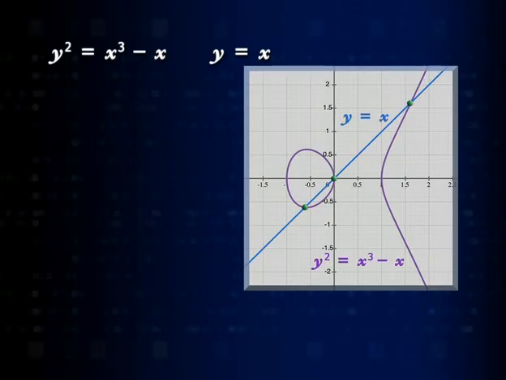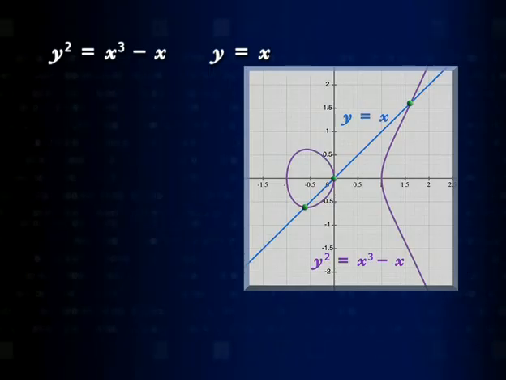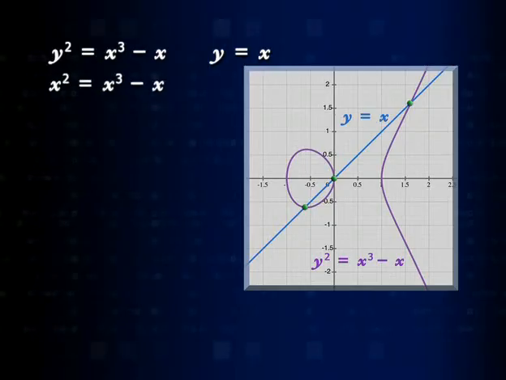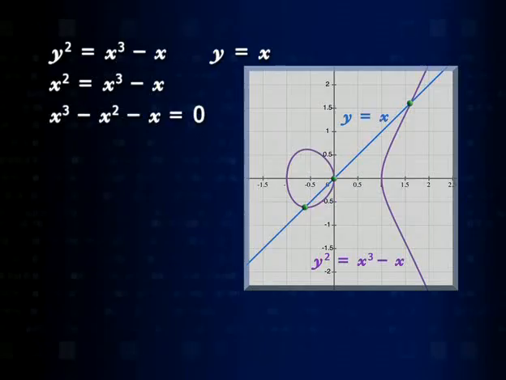So that's a diagonal line, if you will, that passes through the origin (0, 0). If we solve these equations simultaneously, we'd see that x squared equals x cubed minus x, because I replaced the y by x in the elliptic curve. If we bring everything over to one side, x cubed minus x squared minus x equals 0.